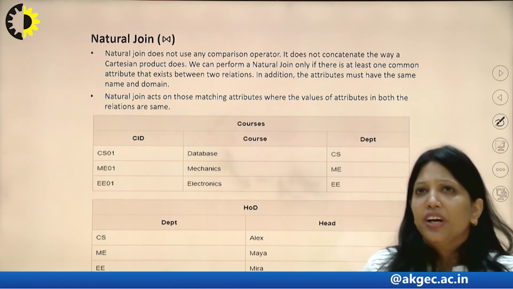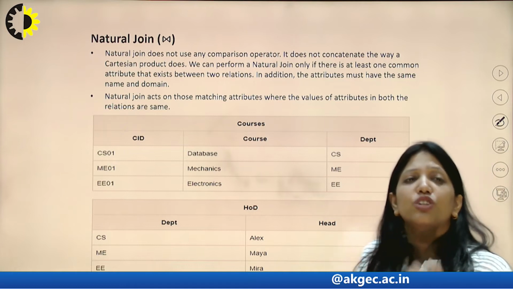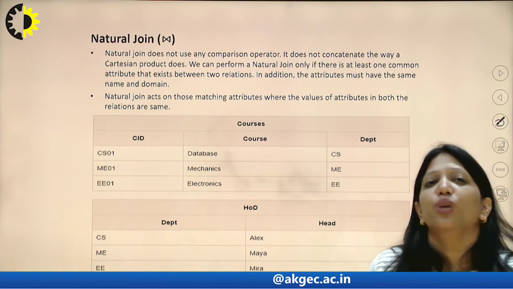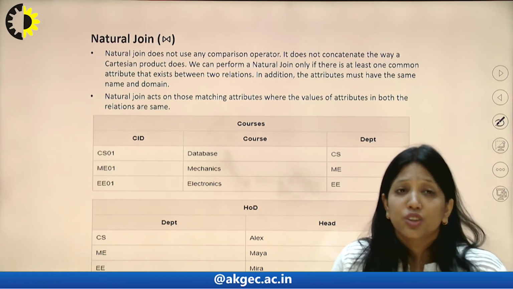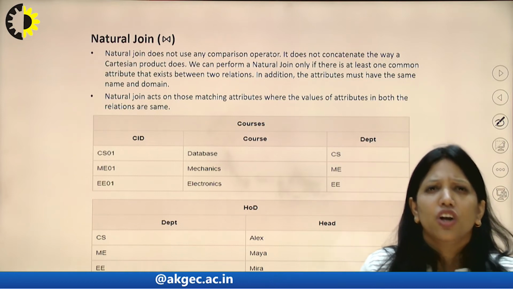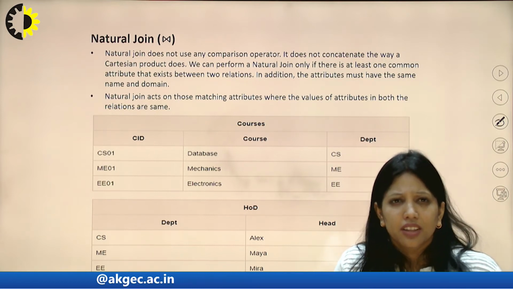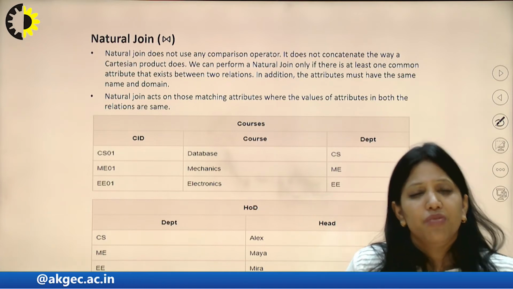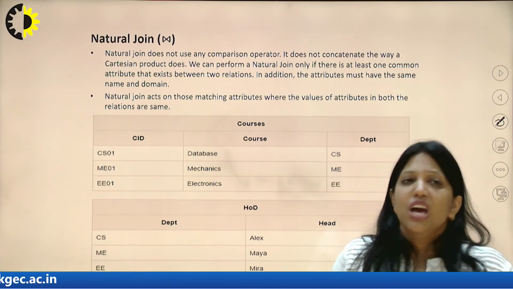So the Cartesian product is done in two steps, while natural join does the same work in only one step. Natural join does not use any comparison operator. It does not concatenate the way Cartesian product does, because we cannot say that we have only multiplied the tables and then applied the selection operation.